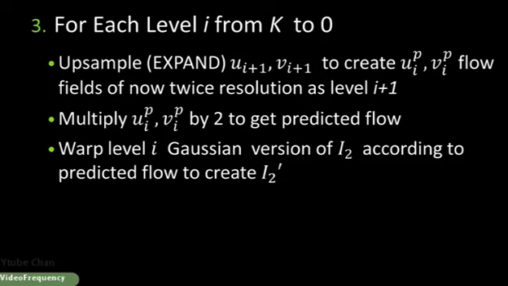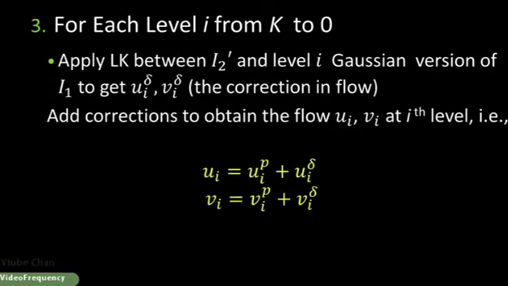And you just keep iterating. We apply Lucas-Kanade again between the warped version and that same level of I1 to get what's called the correction flow. We have to add that correction flow back to the expanded flow that we had before. That's what these equations are doing: they're adding that slight difference that we now found back to the original predicted flow.